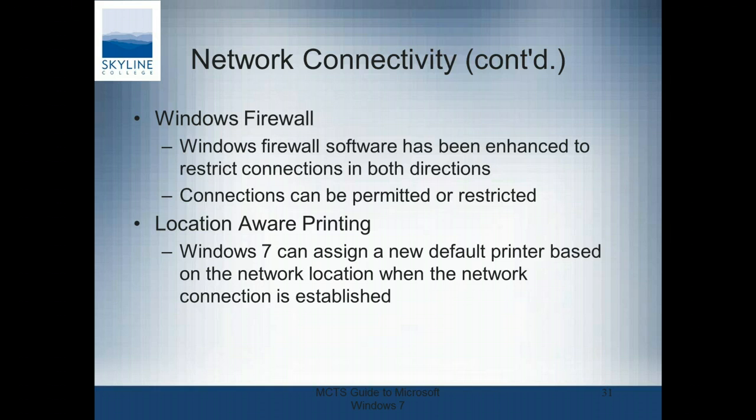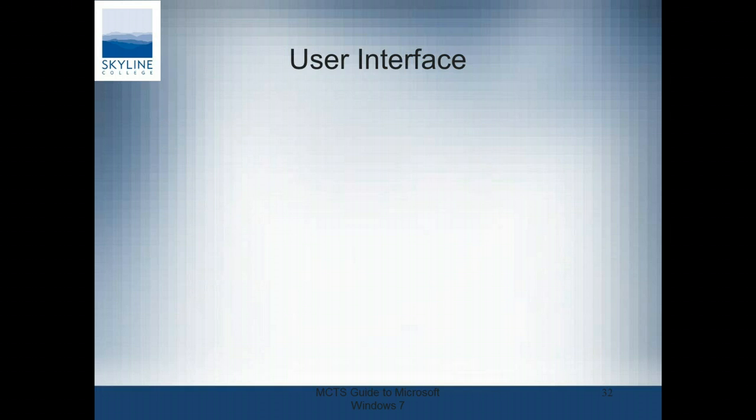Location-aware printing: based on the network location, once the connection's established, it's supposed to find the printer that's nearest to you so that you don't have to go very far. I think it should find the printer farthest from you, and it'll be part of our physical education program. You just wait till we get to printing and we do printer pooling. I'll have you running all over creation to find your print jobs.